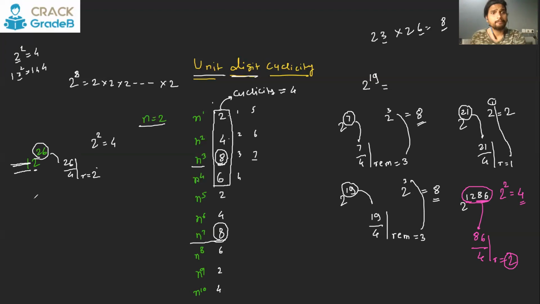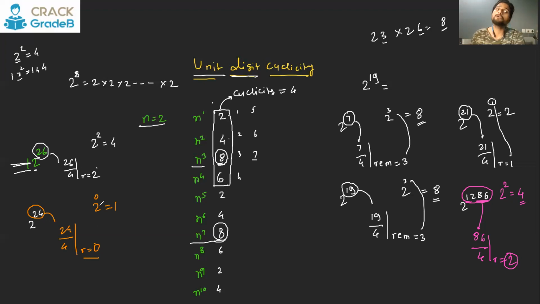And one more last thing. What if the power is divisible by 4? For example, 2 raised to power 24. What is the last digit of 2 raised to power 24? If you take 24, divide it by 4, and check the remainder, the remainder will be 0. So you can't say now 2 raised to the power 0, that is 1, is the last digit, because 1 can't be the last digit of any power of 2.